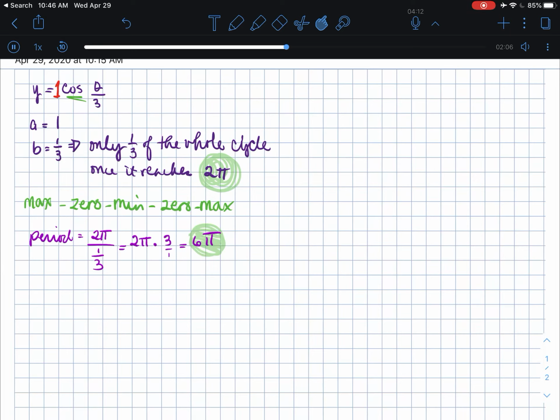Now I need to decide on my interval, so I have to divide 6 pi by 4, because again I have the 0, minimum, 0, and maximum. I need a given interval for that, so that's 3 pi over 2 per interval, or 1.5 pi. So I am ready to graph my function.